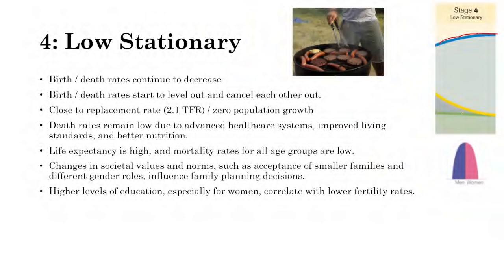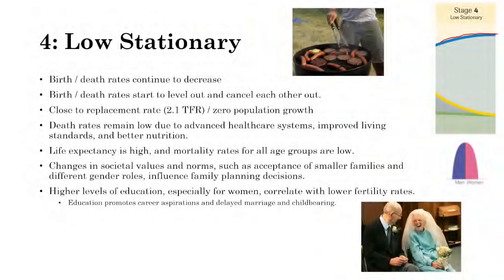It's about at this time that we see more women in education than men, and that's what we see here in America, which is a stage 4 country. Education promotes career aspirations and delayed marriage and delayed and fewer childbearing. So some countries in stage 4 are the United States, Canada, Russia, China, UK, and Australia.